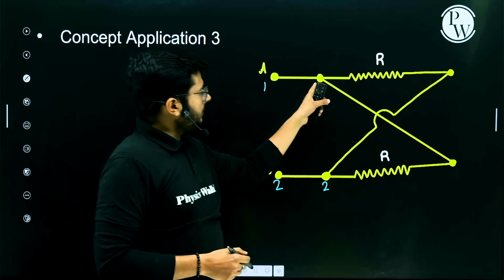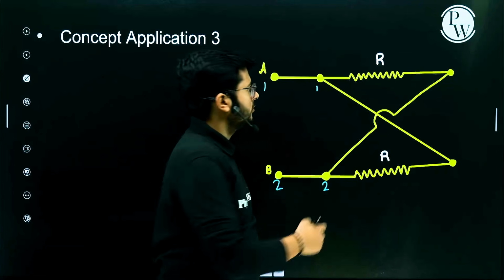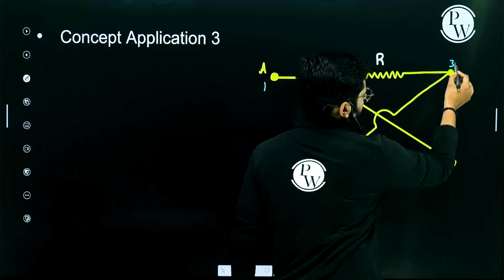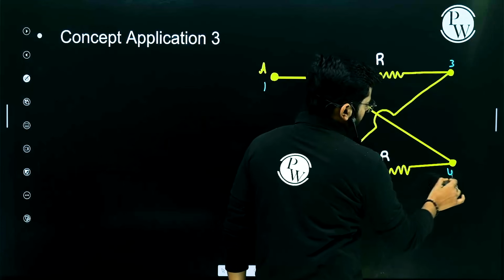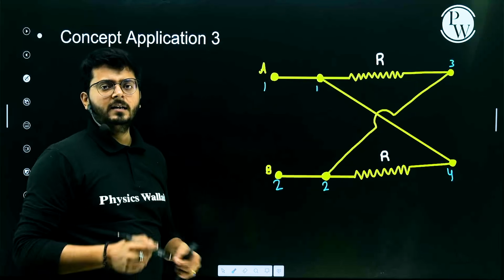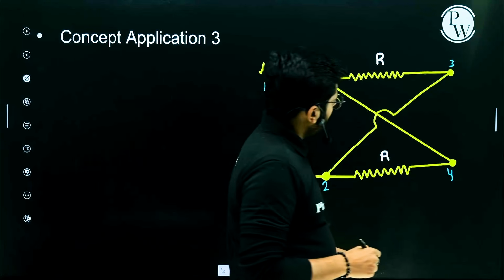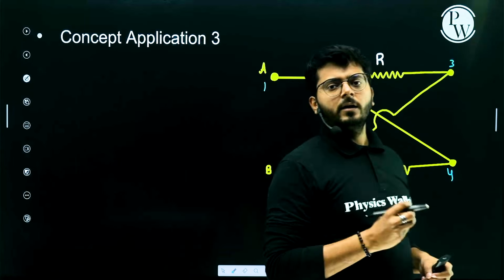Now, between point number 1 and this point, we have one resistance. So let's call this point a different one, 3, right? And similarly, between 2 and this point, we have another resistance. So let's call it point number 4, right? I believe there is no problem in this particular part, right? Okay. Now what is happening? Let's try and solve this particular idea, right?